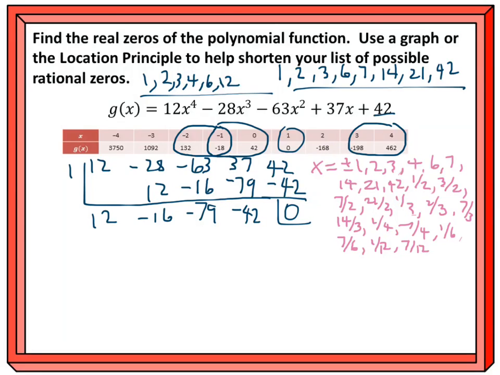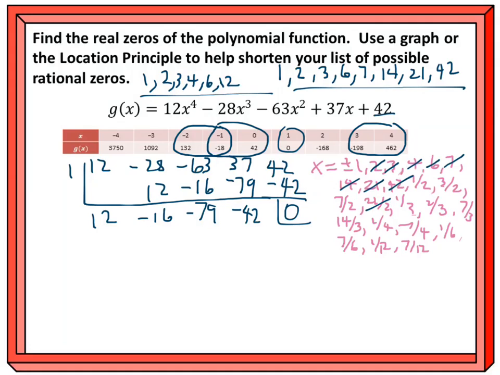Okay, so let's see if we can go through this list and cross a couple of these things out. I've already done 1. That's been taken care of. It cannot be 2. It cannot be 3. Cannot be 4, 6, 7. It is possible that it is a half because that's in between negative 1 and 0. 3 halves is also a possibility. 7 halves is 3.5, so that's a possibility. 21 halves, not going to happen.